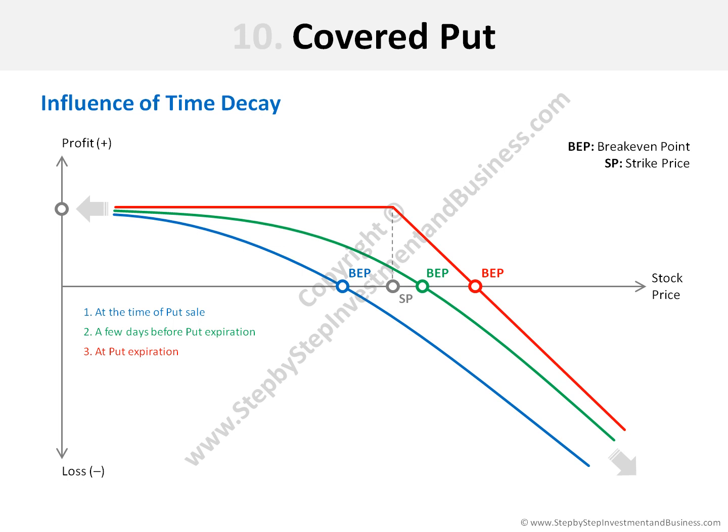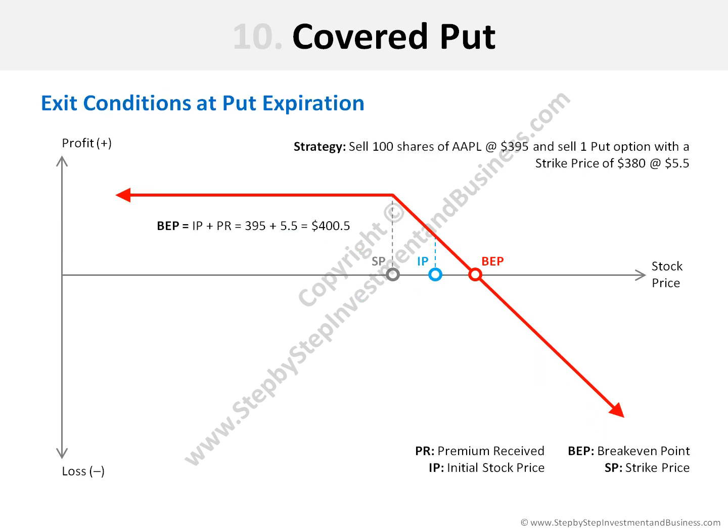We can see that as time passes, the value of the break-even point increases. Notice how it moves to the right. And as the value of the break-even point increases, the range of prices for which we are in a profitable situation increases. Therefore, in this case, time decay helps the position. Now we will see in detail the exit conditions of the position at put expiration.